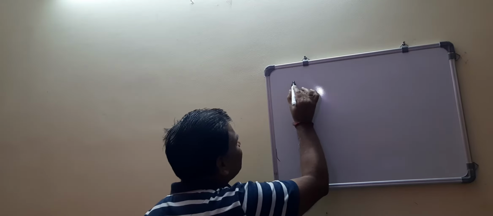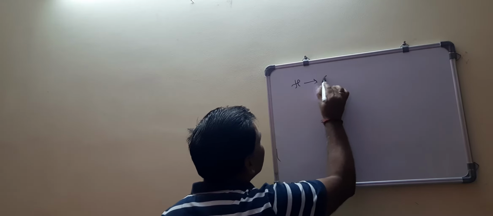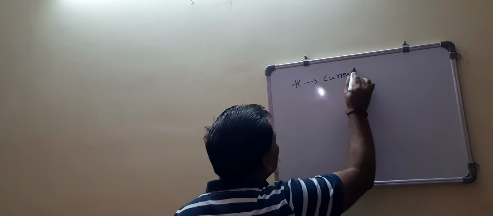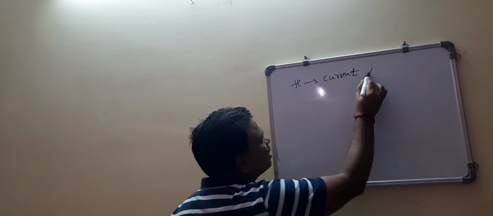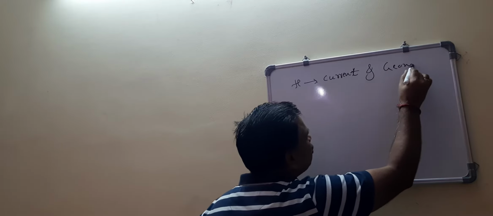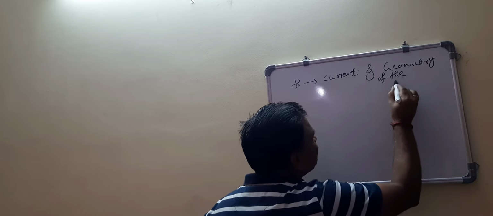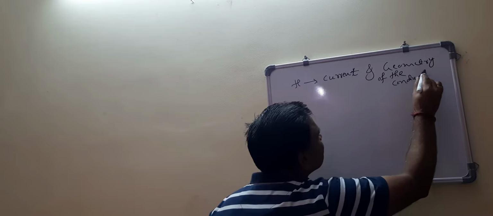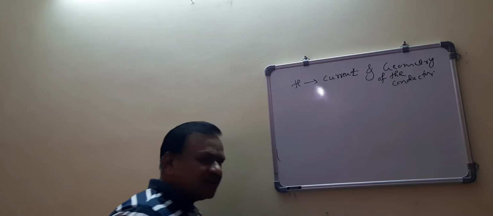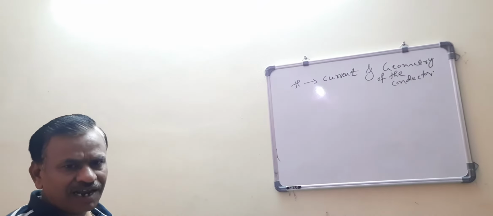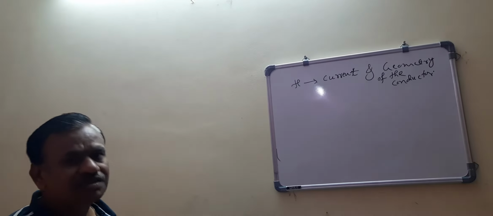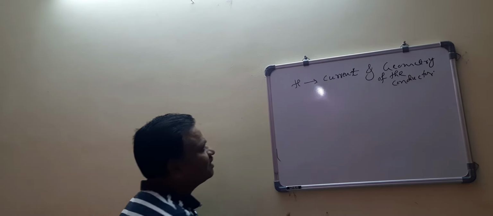As I told you, H depends upon what? It depends upon current and what? Current and geometry. Geometry of the conductor. That means whether the conductor is straight or circular or triangular, it depends upon the shape of the conductor.